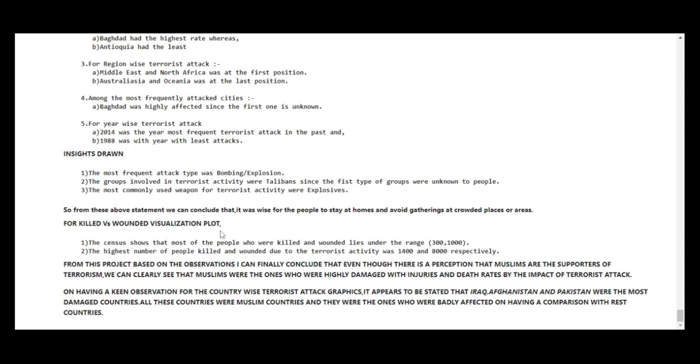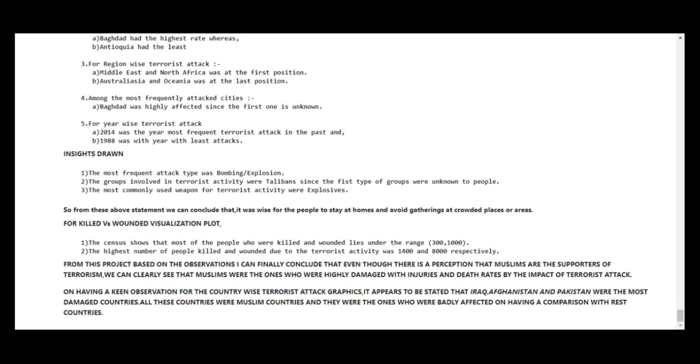For the killed versus wounded visualization plot, the census shows that most of the people who were killed and wounded lie under the range 300 to 1000. The highest number of people killed and wounded due to the terrorist activity was 1400 and 8000 respectively. Finally, from this project, based on the observations, I can conclude that even though there is a perception that Muslims are the supporters of terrorism, we can clearly say that Muslims were the only ones who were highly damaged with injuries and death rates by the impact of terrorist attacks.